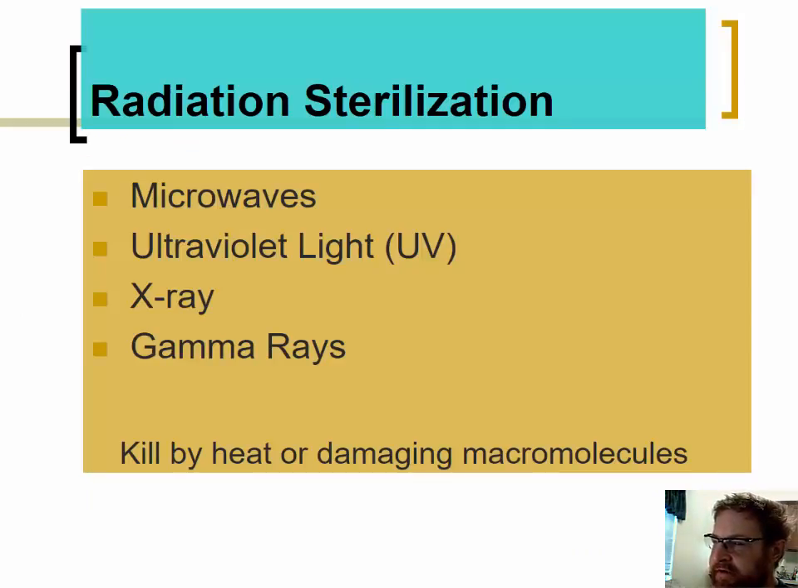We can also sterilize things with radiation. This can include many types of radiation, including microwaves, ultraviolet light, X-rays, or gamma rays. How these work is they kill either by increasing the heat, in the case of microwaves, or by damaging macromolecules. Something like X-rays, gamma rays, or UV light will actually damage the DNA inside the cell, and you damage it to such a point that the cell can't survive.